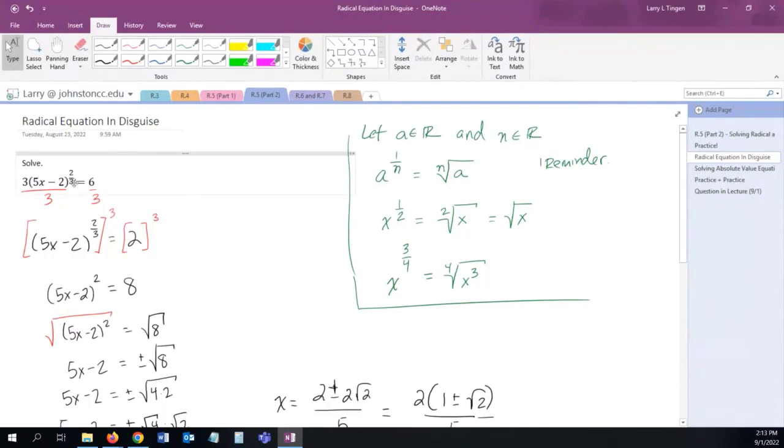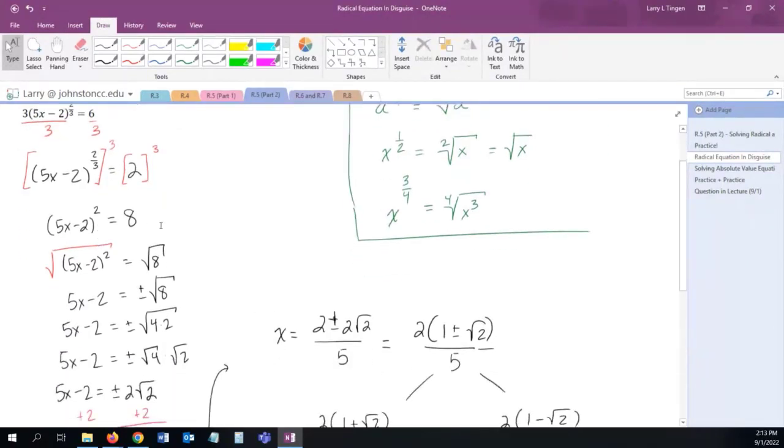Again, here, what did I do? The whole thing was introducing this idea of fractional powers. I got rid of the fractional powers right there. And now this is a take the square root of both sides, solve for x. So that's the new part. Yes, you're good. You're good.